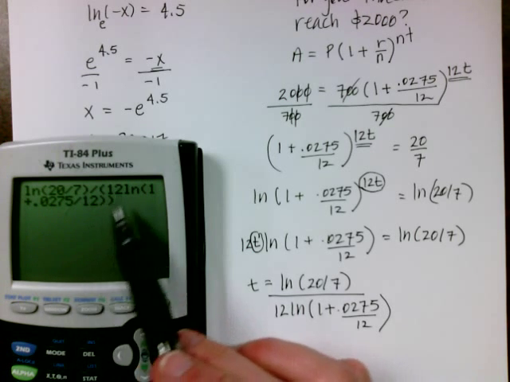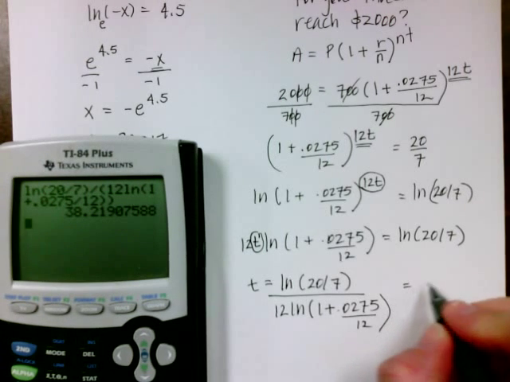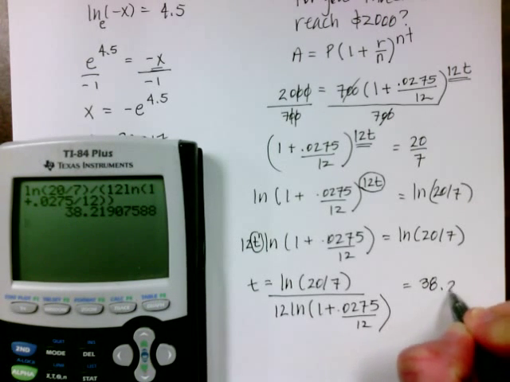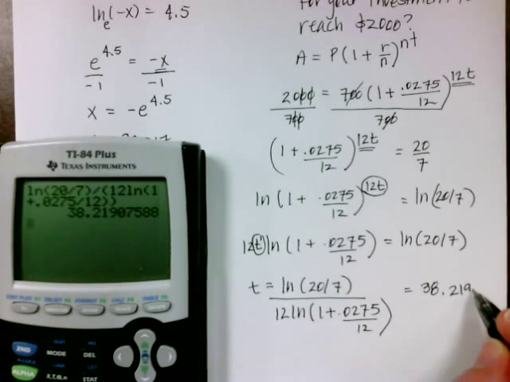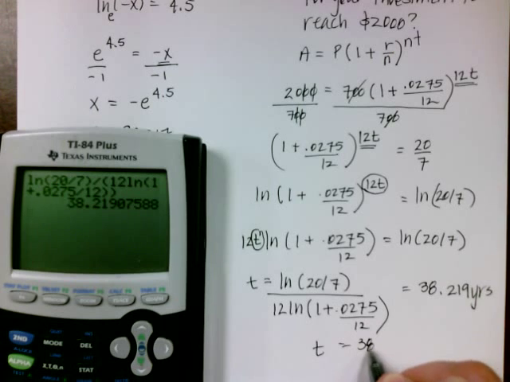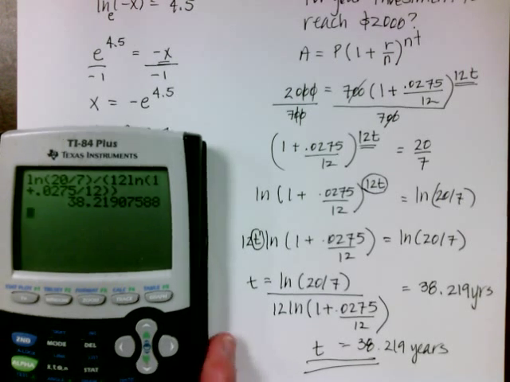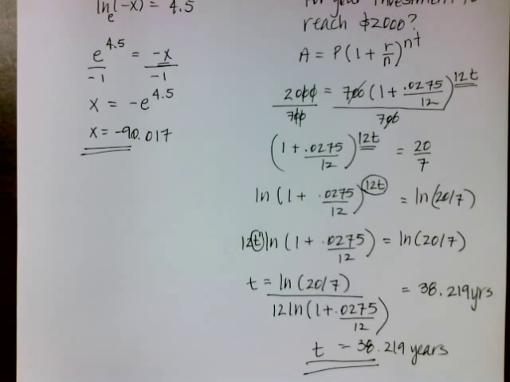Okay, so the first close is for the natural log, the second close is for the denominator, and I hit enter. And I get that my time is equal to 38.219 years. Okay, so there's my solution. So 38.219 years. Okay, and that one's done. You do have to be really careful with your calculator, and you do have to use parentheses to make this process work. All right, I have one more example.